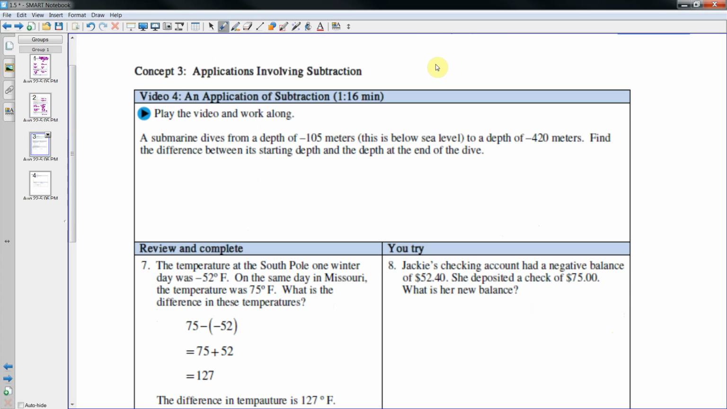Alright, so here's a few word problems. We'll do some of these. A submarine dives from a depth of negative 105, so I'm going to write that down, below sea level, to a depth of negative 420. Find the difference between the starting depth and the ending depth. So negative 105 minus a minus 420. We're trying to find the difference between these two numbers. So minus a minus, we're going to add. So negative 105, you end up adding 420. The difference between these two is 315 meters.